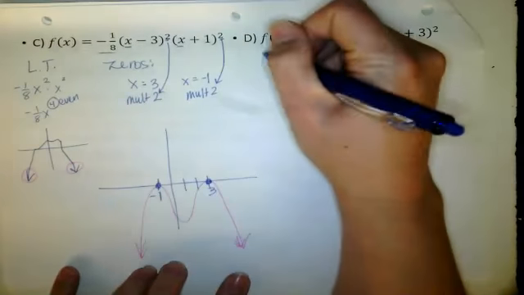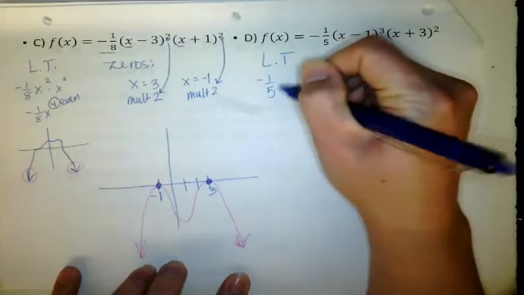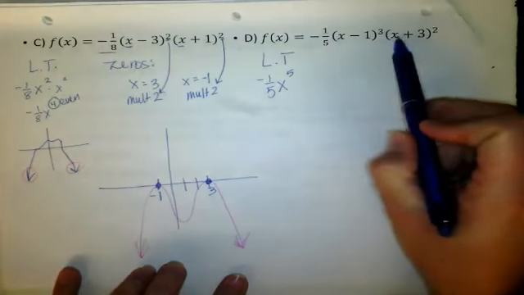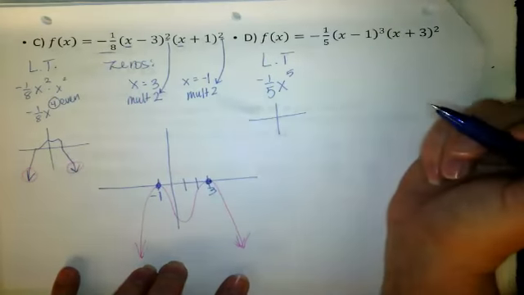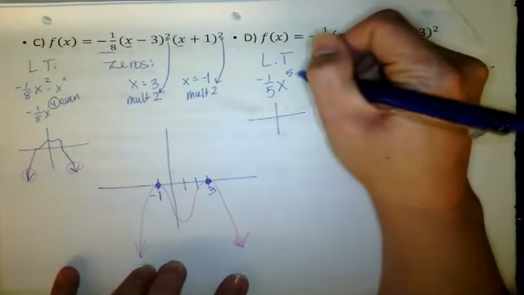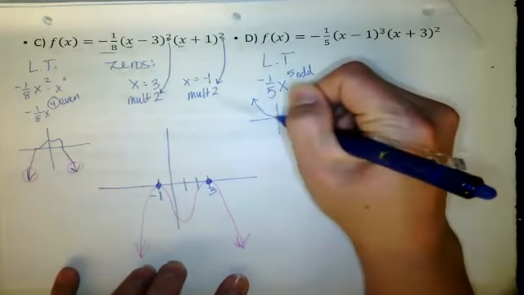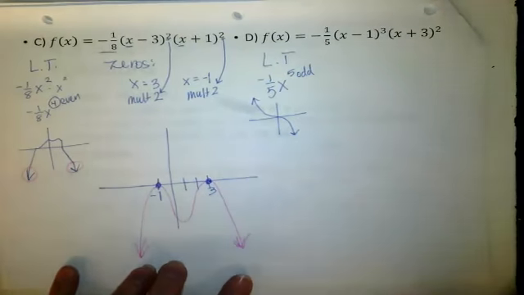Yeah, okay, good. What's the leading term? 1/5 x to the 5th. Very good. We've got x cubed times x squared, which is x to the 5th. Are those even or odd arms? Odd arms. Uphill or downhill arms? Downhill arms, going downhill from left to right because of the negative.